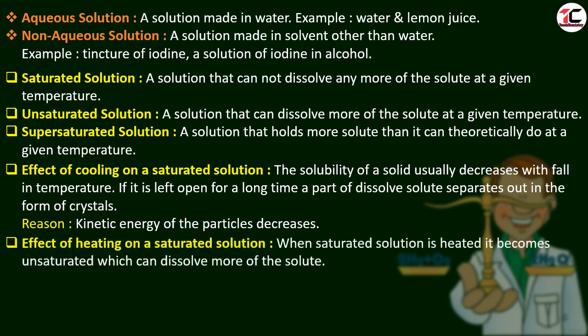What is the effect of heating on a saturated solution? We have studied cooling. Now we are studying heating on a saturated solution. When saturated solution is heated, it becomes unsaturated, which can dissolve more of the solid because the particles get kinetic energy. That's why they become unsaturated solution. There is one more method which can make saturated solution unsaturated. If we add more amount of solvent, then the saturated solution can be made unsaturated.